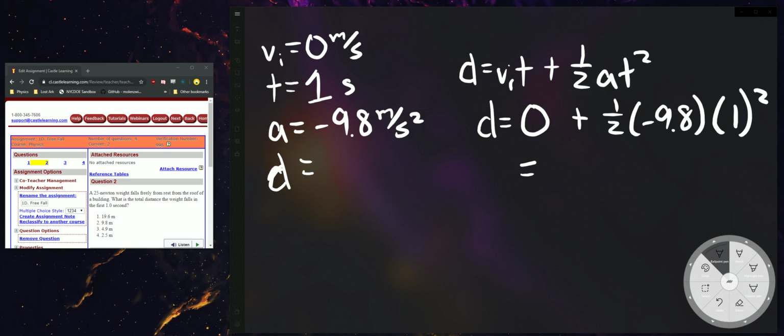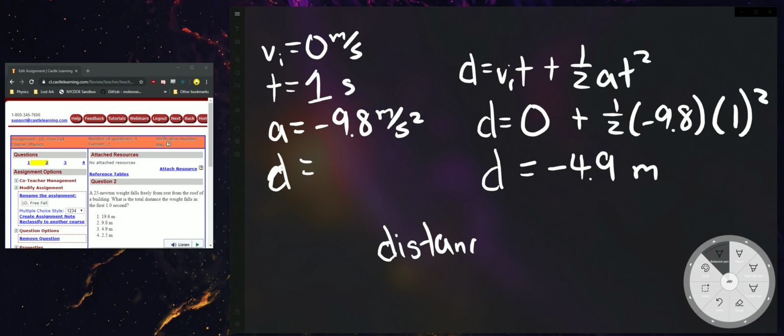And now I get negative 4.9. 1 squared is 1, so we end up with an answer of negative 4.9 meters. But the question is asking for distance, and distance is a scalar. So we're not going to care about the negative sign at all.